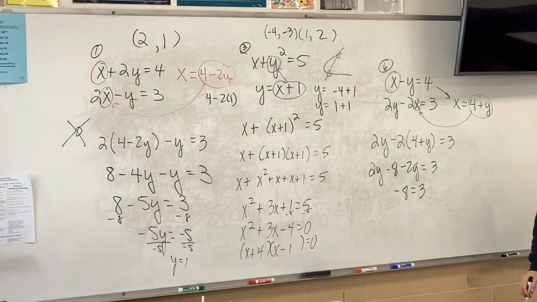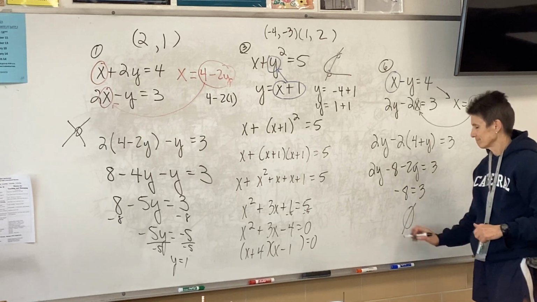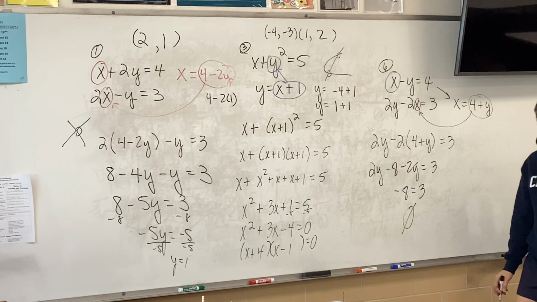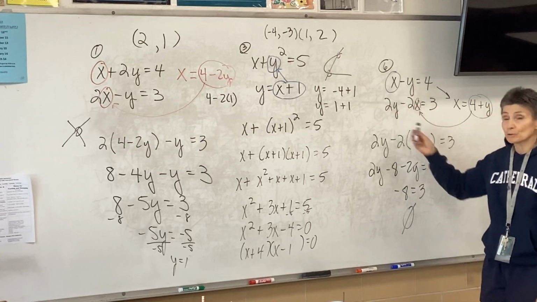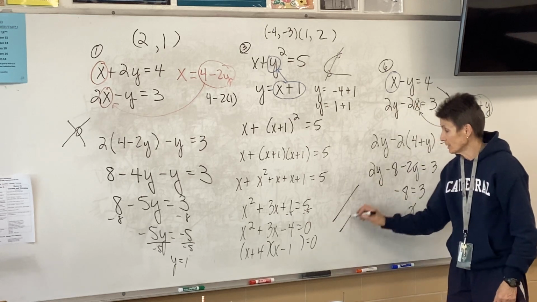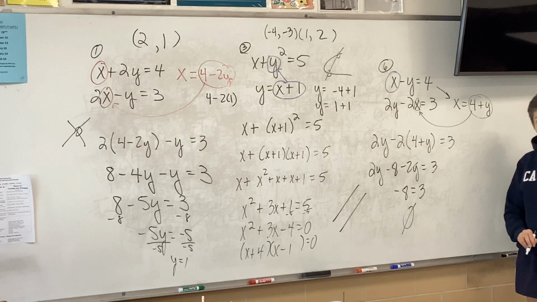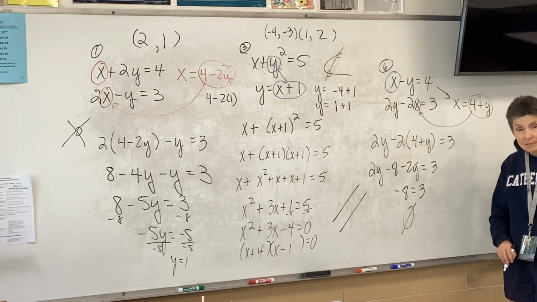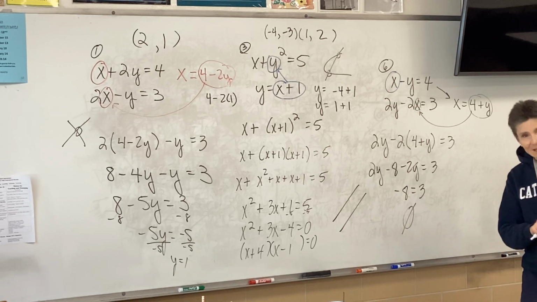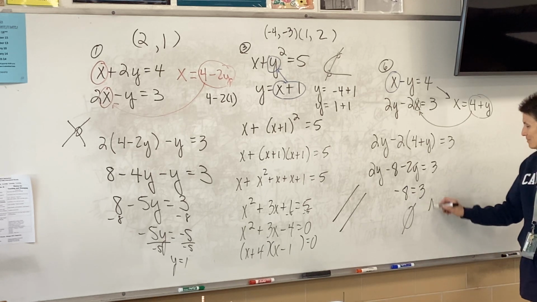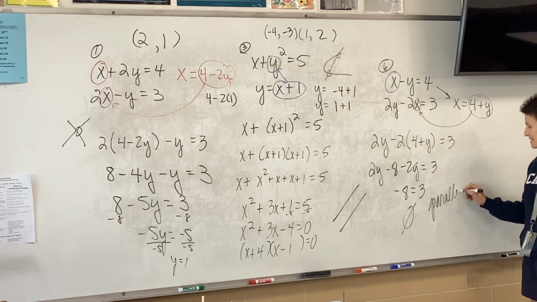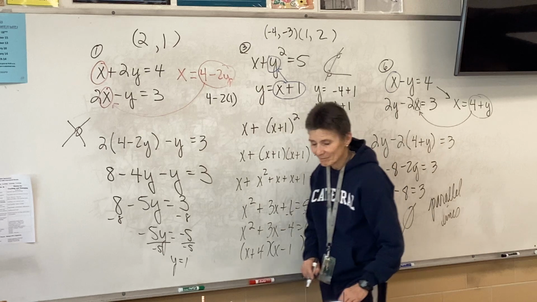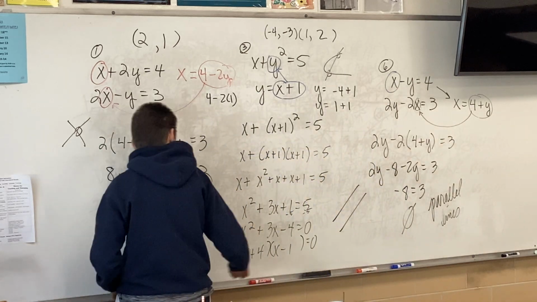What do you think? No solution. How can there be no solution? Well, the original 2 lines were parallel to each other. And if they're parallel to each other, they aren't going to cross, and therefore, they will not have a point of intersection. These are parallel lines. No solution. They are parallel lines.